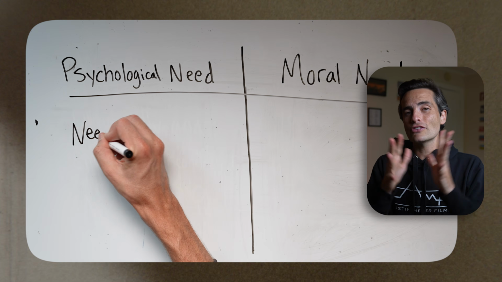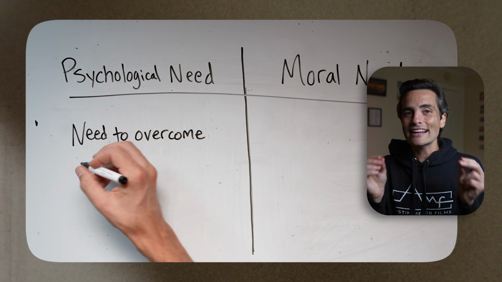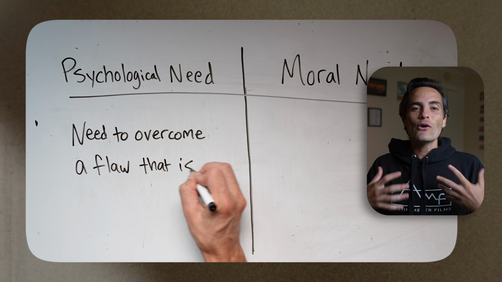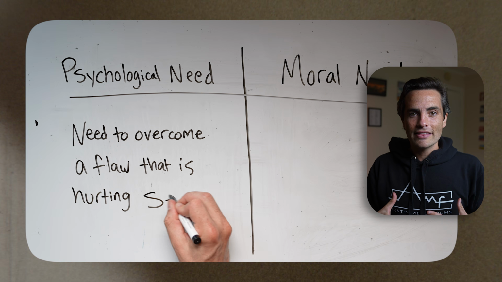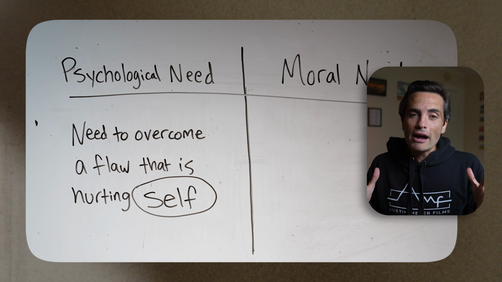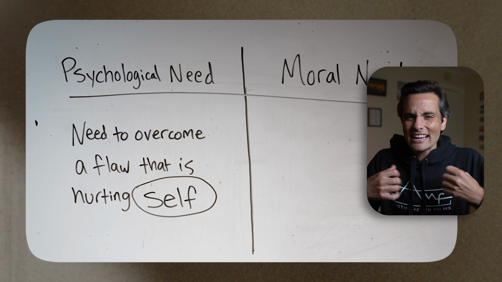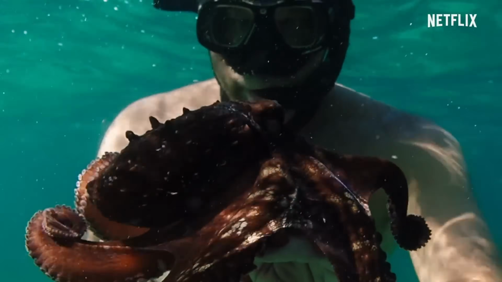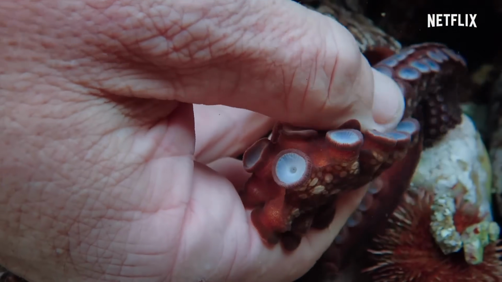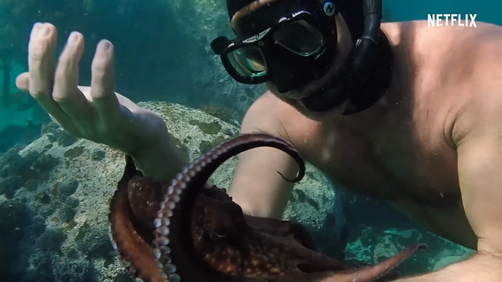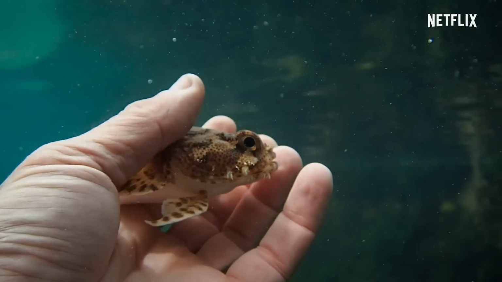Now, there are 2 types of needs that you should be aware of. The first is called a psychological need. A psychological need involves overcoming a serious flaw that is hurting nobody but the main character. Think of it like a selfish need. So in My Octopus Teacher, Craig Foster's psychological need is to reconnect with nature so that he feels revitalized again.